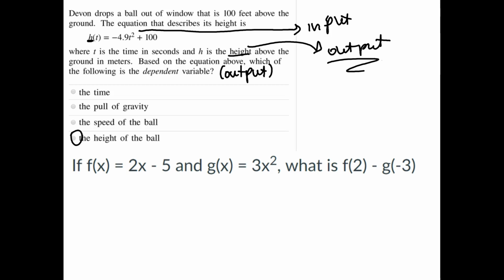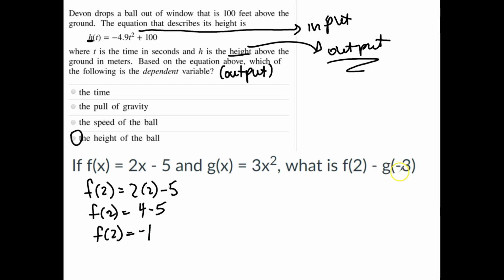If f of x equals 2x minus 5 and g of x equals 3x squared, what is f of 2 minus g of negative 3? Well, let's find f of 2. F of 2 equals 2 times 2 minus 5, which is 4 minus 5. Therefore, f of 2 is equal to negative 1.